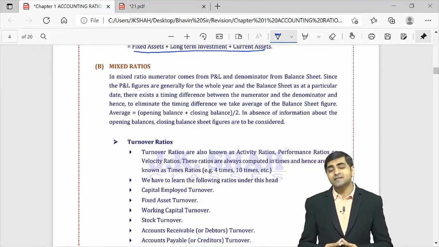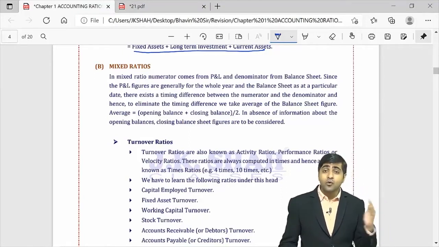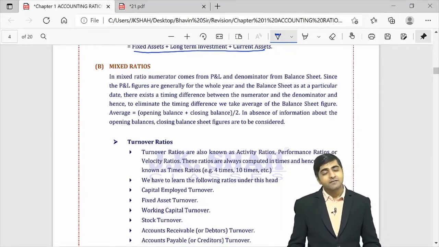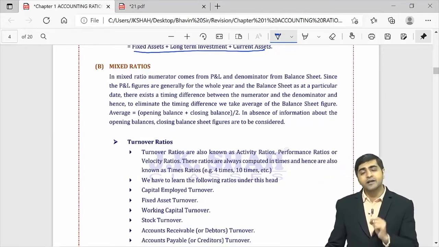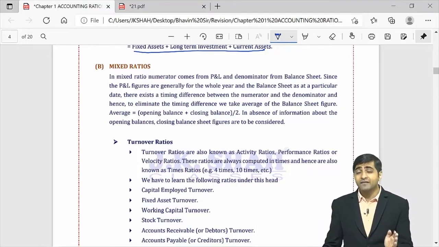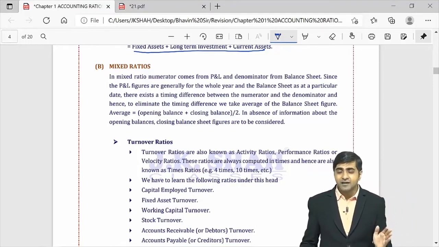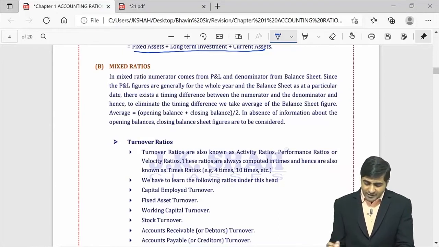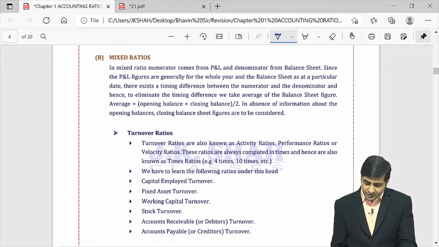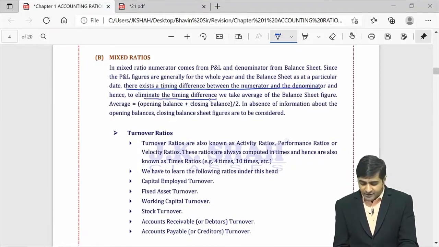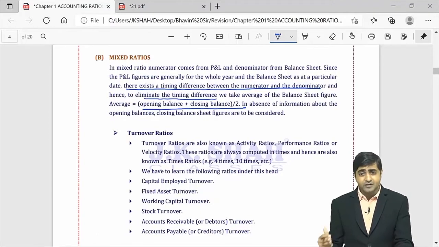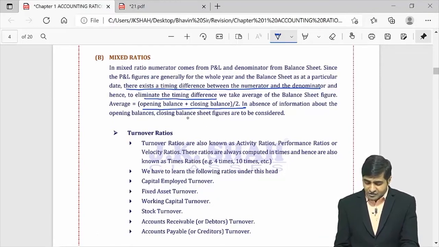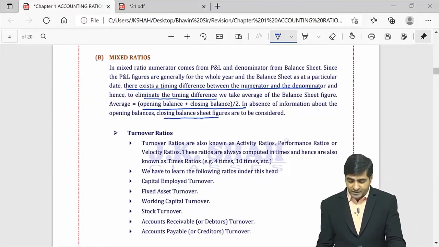Now sometimes in the question they will not provide you with the opening figures. In such situations we have to consider only closing capital employed in the denominator. So when we don't have any opening balance sheet figures available, the closing itself is to be considered as the average in the denominator. So guys, we have to eliminate the timing difference. As you can check here, there exists a timing difference between numerator and denominator, and to eliminate it we take the average, which is opening plus closing divided by 2. And in the absence of information, only closing balance sheet figures should be taken.